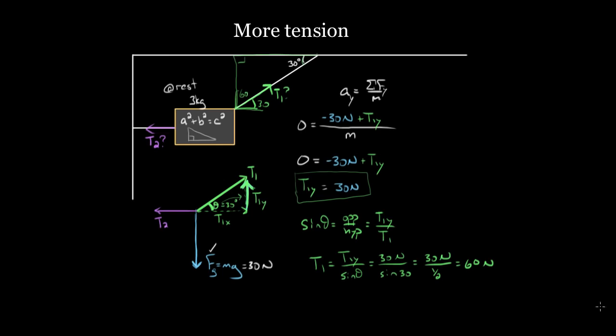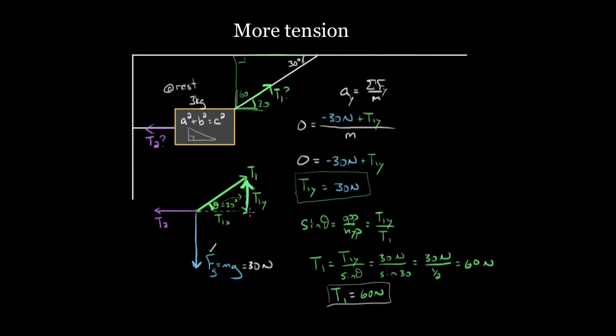And that might seem crazy. You might be like, wait a minute. T1 is 60 newtons. The weight of this chalkboard is only 30 newtons. How in the world can the tension in this rope be 60 newtons? I mean, if we just hung this chalkboard by a single string over the center of mass, you just get a tension of 30 newtons. How can this be 60 newtons?